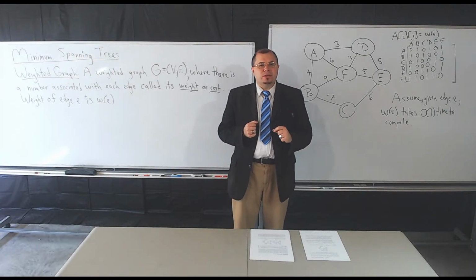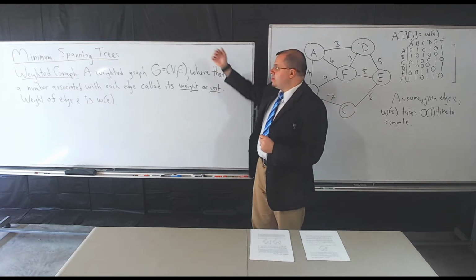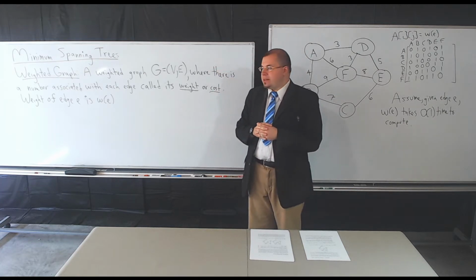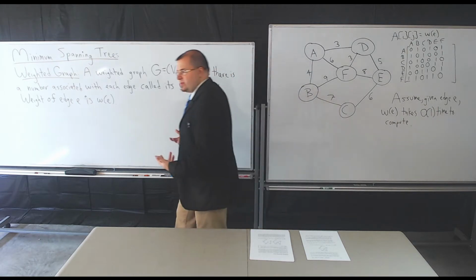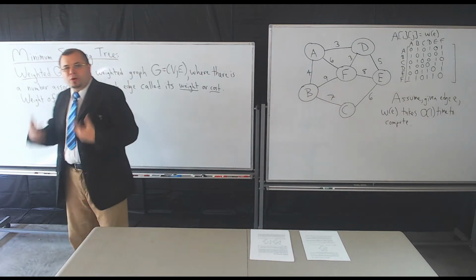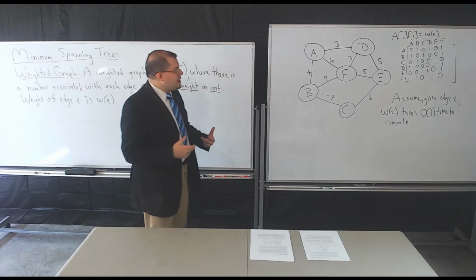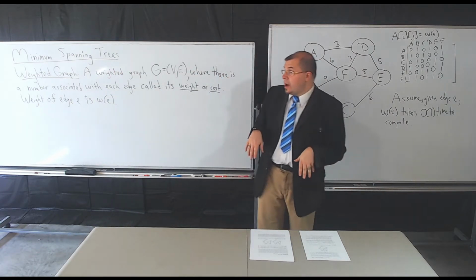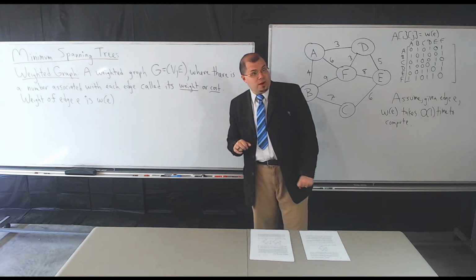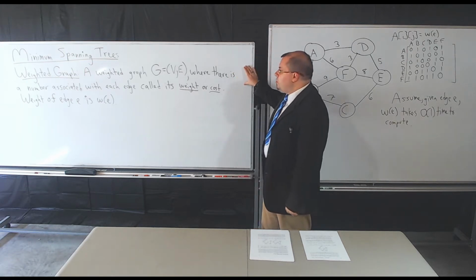So we're going to start with a new topic today. We're going to start talking about so-called minimum spanning trees. Now, before I can get to talking about what a minimum spanning tree is, what the problem we're going to look at is, I need to talk about a generalization of a so-called unweighted graph, which is what we've been looking at so far. We're going to talk about a weighted graph.